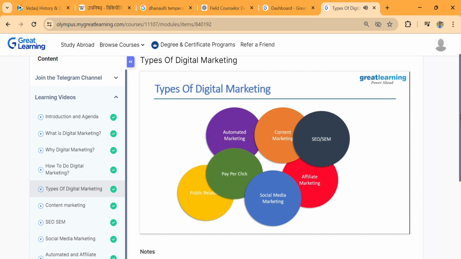And then you have pay-per-click, which is not a subtype, but rather a form of SEM, that is search engine marketing. This is where you pay people for the clicks they bring in, something that we'll discuss at length as we move further. So these were the types of digital marketing that we have with us.